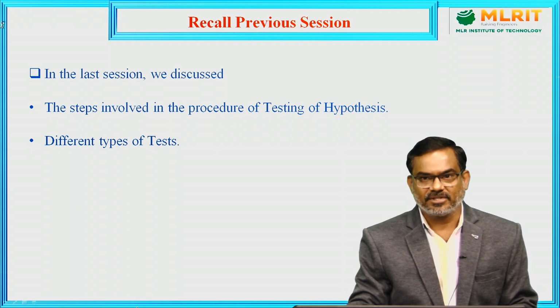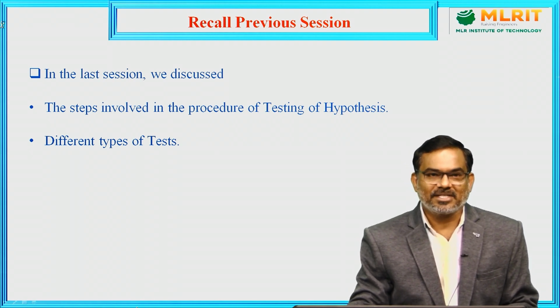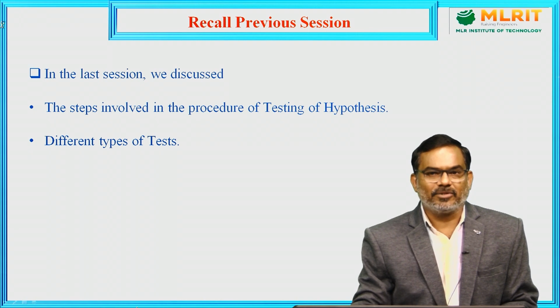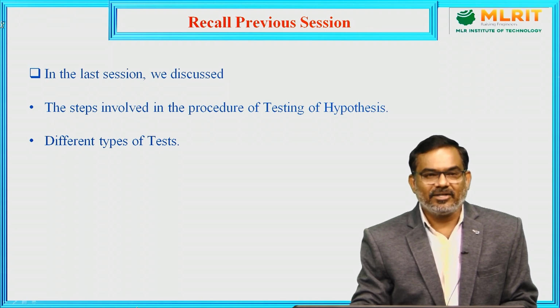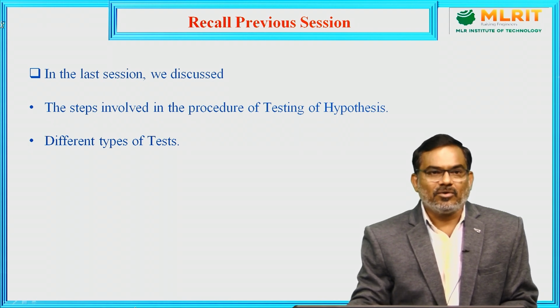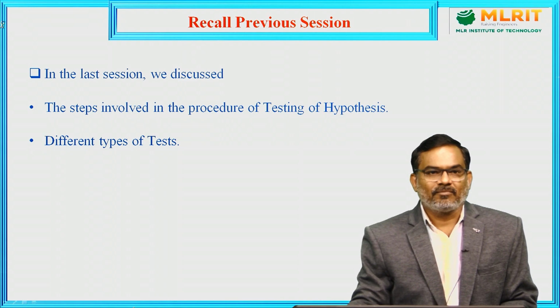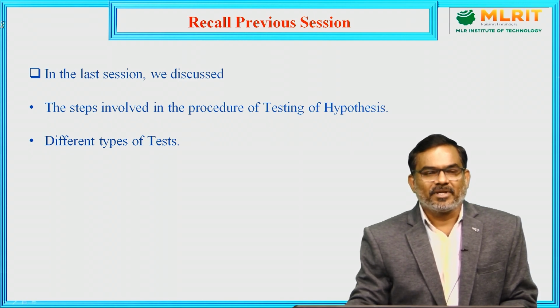Let us recall the previous session. In the last session, we discussed the steps involved in the procedure of testing of hypothesis and different types of tests. The steps involved in the procedure of testing of hypothesis are setting the null hypothesis, then setting the alternative hypothesis, then level of significance, critical region, test statistic, and finally the decision. And also we discussed different types of tests such as testing of hypothesis concerning one mean, two means, one proportion, two proportions, testing of hypothesis concerning variances, goodness of fit, etc.